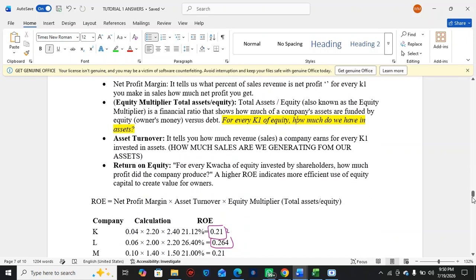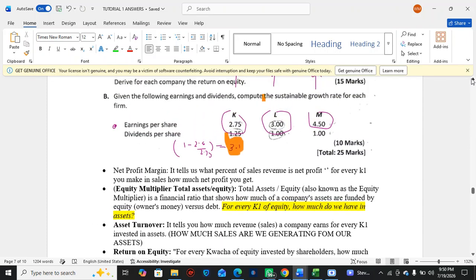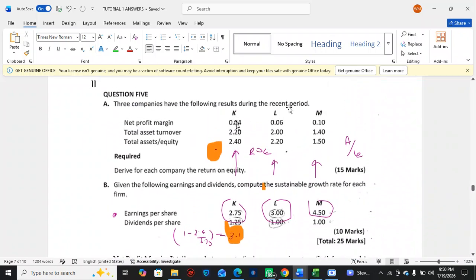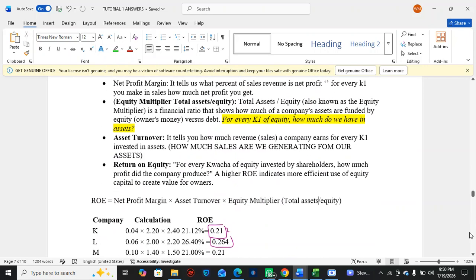So the return on equity is the net profit margin multiplied by the asset turnover multiplied by the equity multiplier, which is the total assets over equity. Okay. So for each company, we're just going to multiply these three figures. Company K 0.4 multiplied by 2.2 multiplied by 2.4. Company L 0.606 multiplied by 2 multiplied by 2.2. Same for company M.